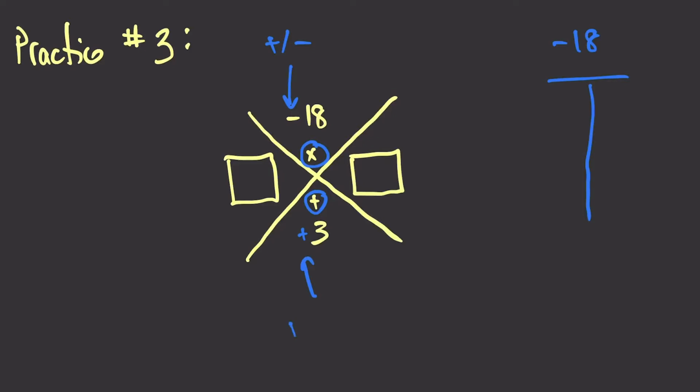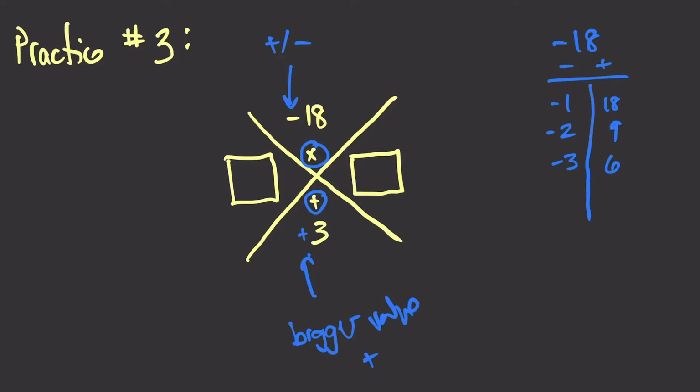So that means the bigger value has to be positive. So when I list my factors, I like to put the bigger one on the right. It's got to be a negative and a positive. So I'm going to start with negative 1 and positive 18. Negative 2, positive 9. Negative 3, positive 6. Those are the only numbers that will multiply to negative 18 where the bigger one's positive.